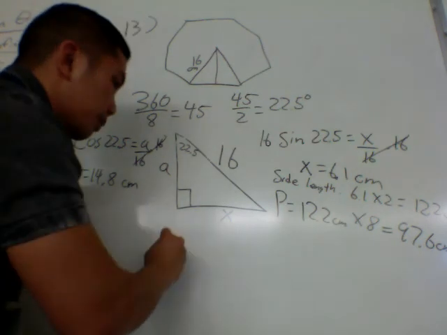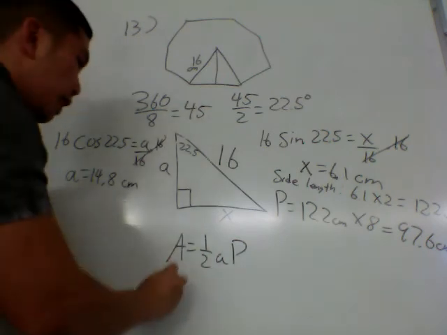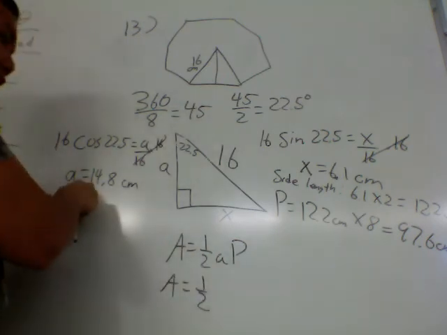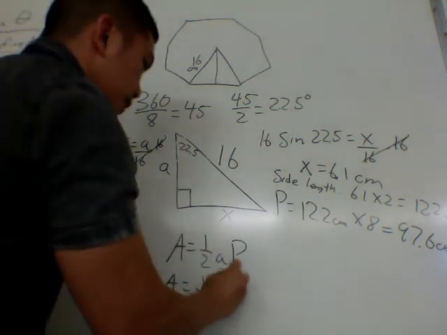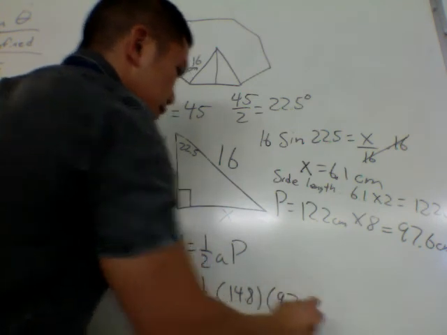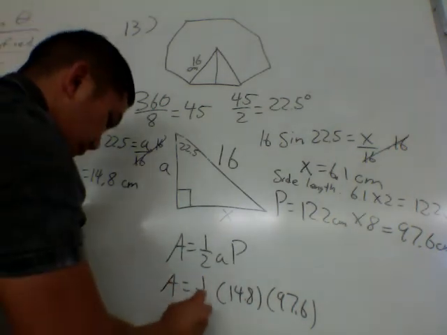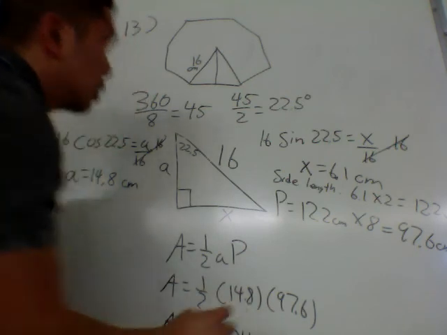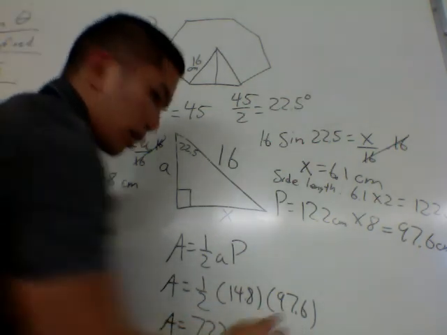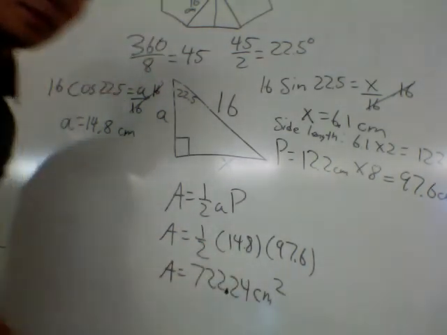Okay? And now I can plug everything into this formula. Area is equal to 1/2 apothem times perimeter. Your apothem you got from the cosine, so it should be 14.8. And my perimeter, we just calculated it as 97.6. So if I just put that into a calculator, I get my answer is 722.24 centimeters squared. There's a decimal there. Okay.